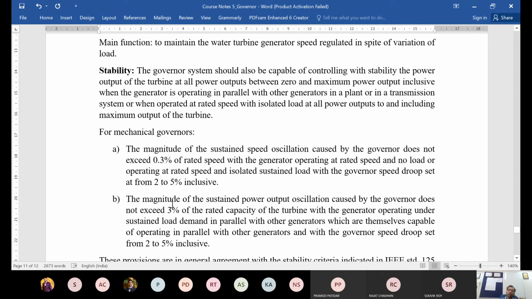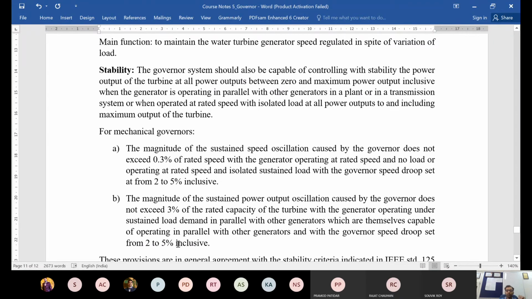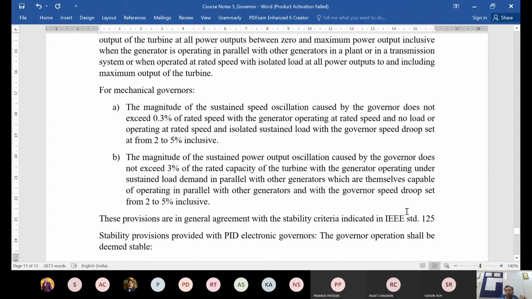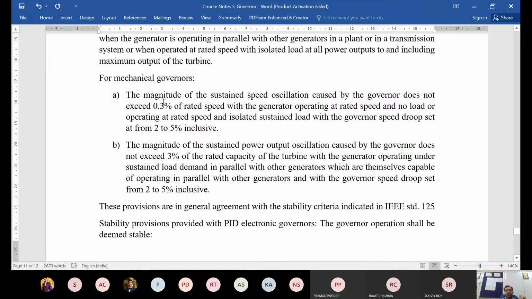So in such a condition, it is allowing for 3% oscillation in terms of the rated speed. For the same example which we took earlier, if you have a 600 RPM rated speed, 3% means 18 RPM, so you can have plus minus 18 RPM fluctuation. And all these generators should have their speed group in the range of 2 to 5%. That is the range of the speed group value. These provisions are given in IEEE standard 125, and this is for the mechanical governors, just for reference. These days we don't use those, as I said.